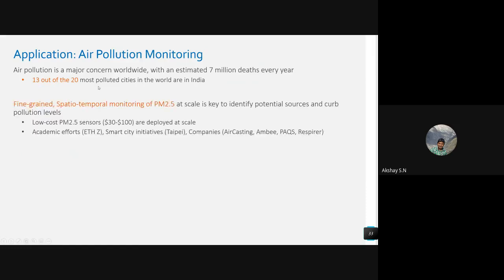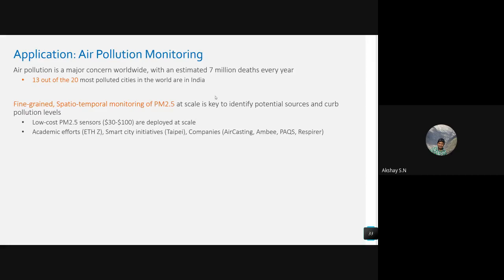To address air pollution, what people have been doing is they want to collect fine-grained spatio-temporal data at scale. Let me give you some context. Today the government has some air pollution devices across each city. For example, in Delhi, they have installed sensors at 40 locations for the entire Delhi. In Bangalore, there are 15 sensors for the entire Bangalore, which is not sufficient.